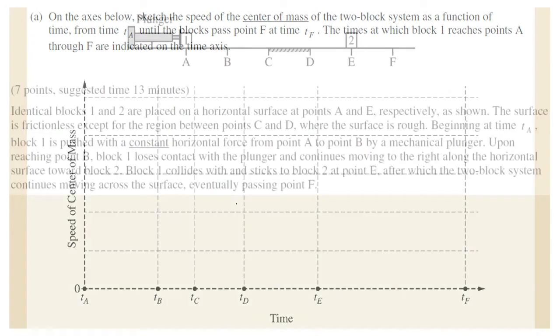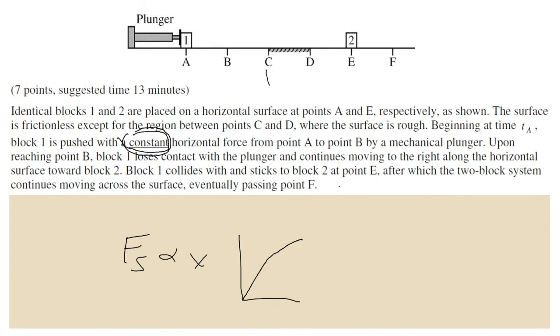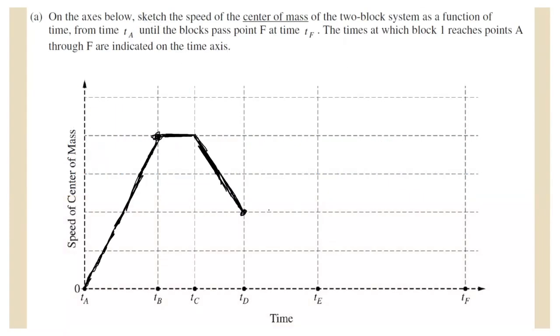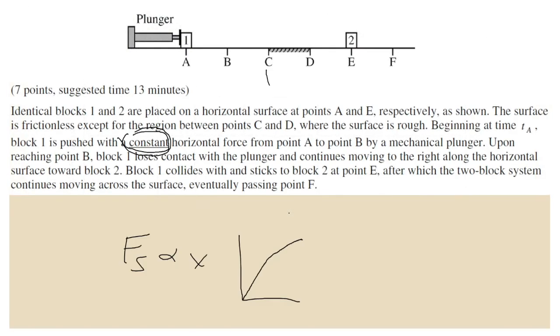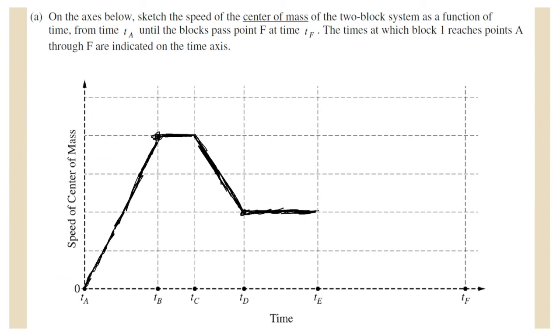All right, now we have between D and E. There's no friction again, and it hasn't touched block 2. So between D and E, we're going to have a constant velocity again. And now at time E, it crashes into block 2, and it sticks to block 2. Who cares? Block 2 is part of the 2-block system. In the absence of external forces, the momentum, and thus the speed of the center of mass of a system, remains the same. And that's it. That's the graph. There's nothing more to it.